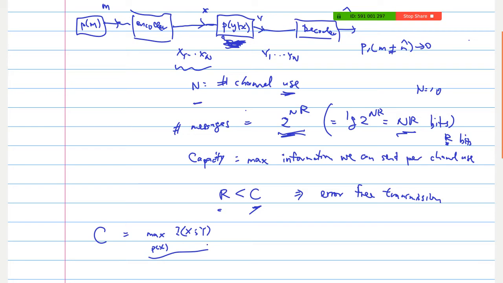And the capacity is simply the one with this maximum mutual information. And it's kind of natural also: if you are sending X through this channel, I(X;Y) is saying how much information is shared between the input and output, right? And that's precisely how much stuff you can pass safely through this channel for each time you use the channel.